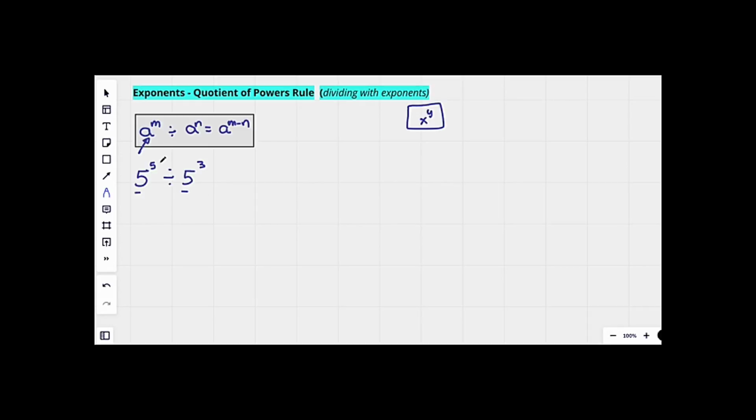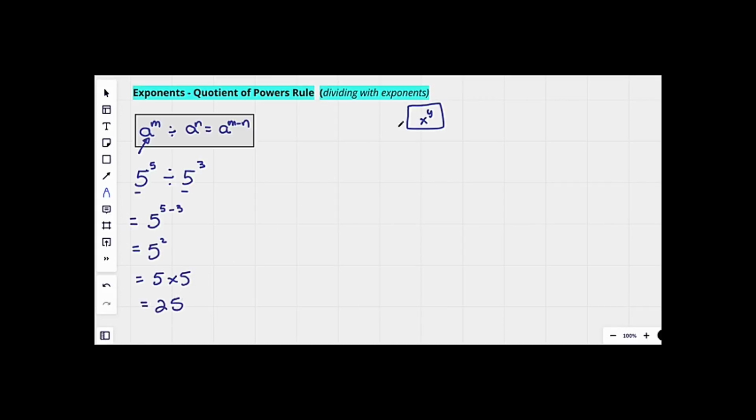And then we look at the exponents, 5 and 3. So this is going to be the same thing as 5 to the power of 5 minus 3, which is 5 to the power of 2. And now we can solve that. So what this means is 5 times 5. So the power of 2 represents 5 multiplied by itself one time. So it would be the same thing as saying 5 times 5, which is 25.